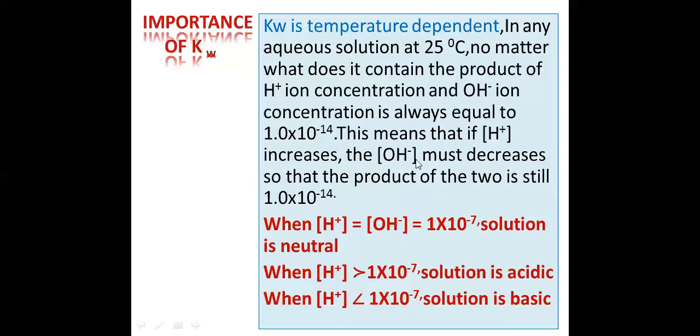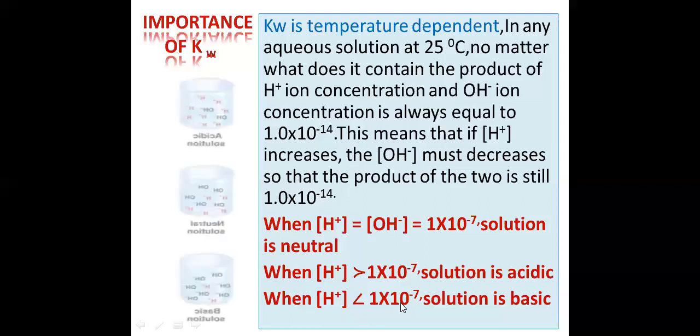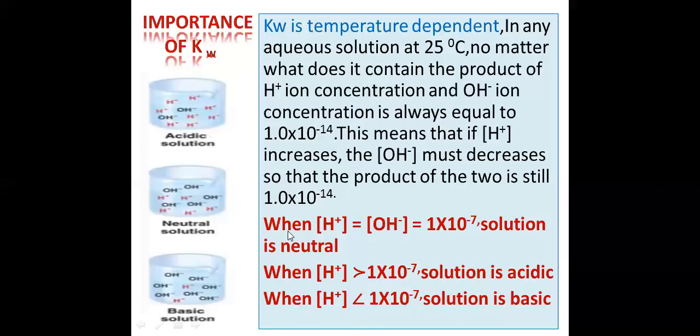The hydrogen ion concentration and hydroxyl ion concentration will change accordingly. When hydrogen ion concentration is equal to hydroxyl ion concentration, the concentration is 1 into 10 raised to power minus 7 and the solution is neutral. When hydrogen ion concentration is greater than 1 into 10 raised to power minus 7, the solution is acidic. And when the concentration of hydrogen ion is less than 1 into 10 raised to power minus 7, the solution is basic.